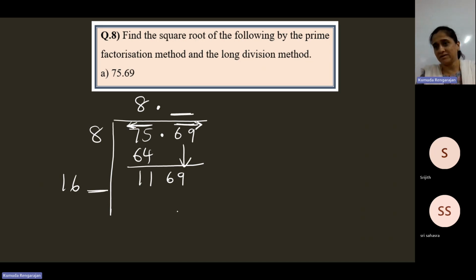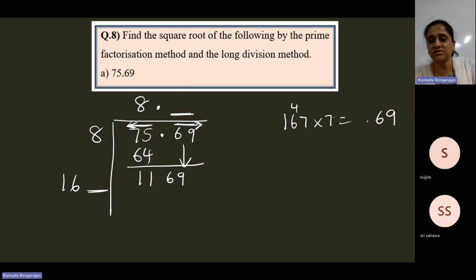And this is the last step. The number ends with the digit 9. So, 3 or 7, because 3 3s are 9, 7 7s are 49. So you must try 3 or 7. When you use 3, it will be very small. 163 into 3. It will be way less than this number. So we'll try 167 into 7. 7 7s are 49, 9, 4 carried over. 42, 46, 6, 4 carried over.